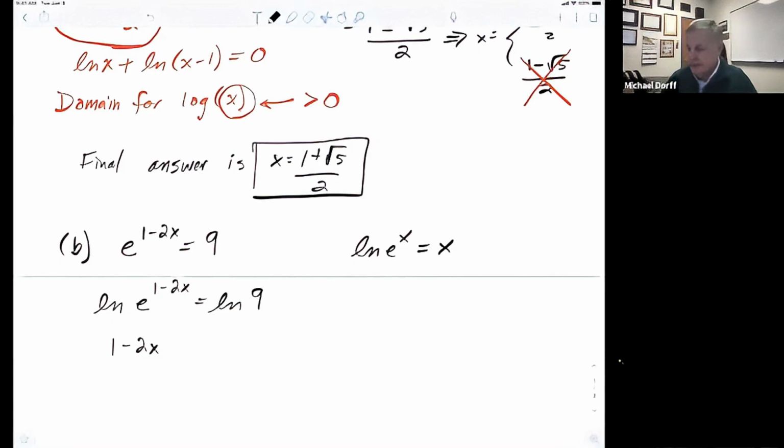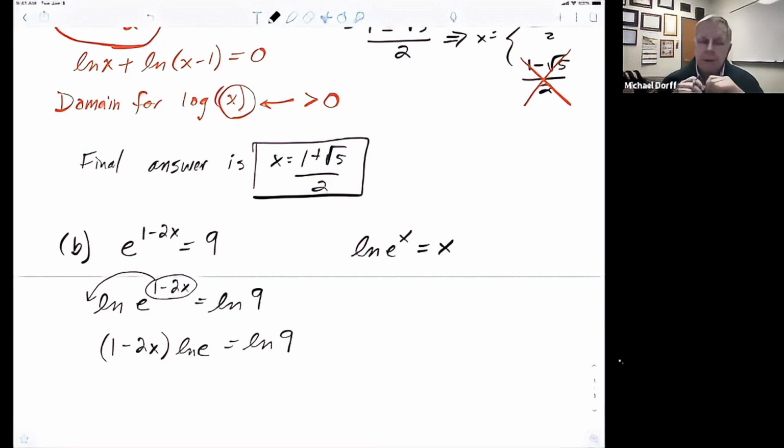Now, if you forget the property, another way to think about this is that with the logs, I can bring this part out front. So another way of thinking about this is (1 minus 2x) times the natural log of e equals the natural log of 9. Either way, I'm going to bring that out front. And this is an important idea: anytime you have a problem where the variable is an exponent and you want to bring it down so you can solve for it, applying a log to that function allows you to bring the exponent down in front.